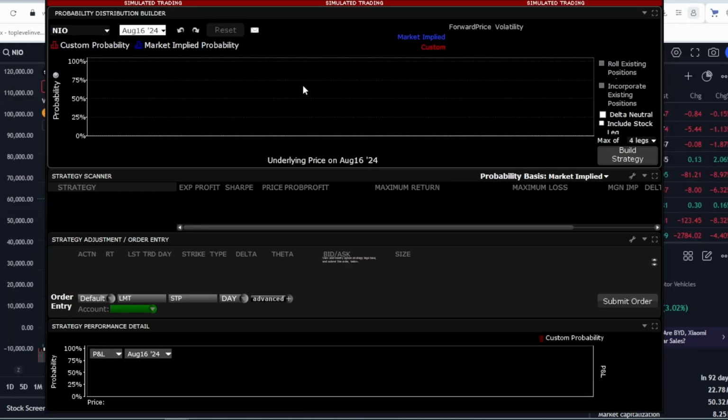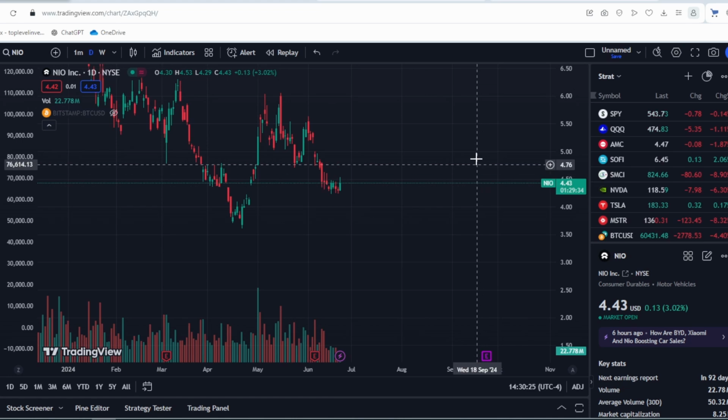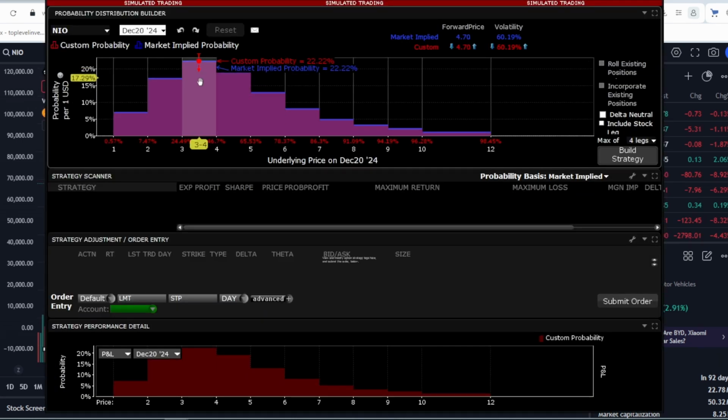Now let's look at the market forecast. The market predicts that by the end of the summer, the stock will be between $4 and $5. The current range is being maintained, which is perfectly normal. Now let's look at the forecast for the end of the year. The market predicts a slight decline in the stock price, estimating a range of $3 to $4. This suggests a small decrease in the stock's value.